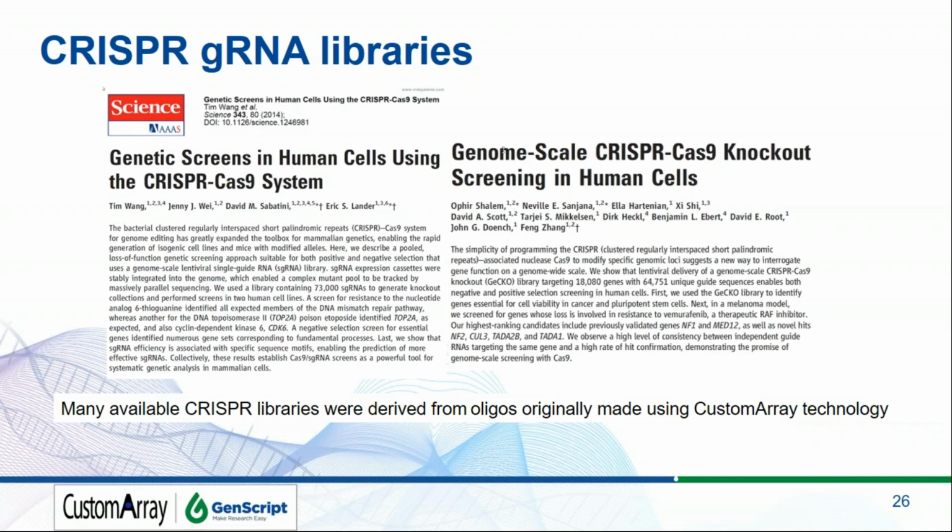In fact, many, I should say, CRISPR libraries that are commercially available from Addgene, from other places, were actually made off of custom array oligos that we originally made for them.